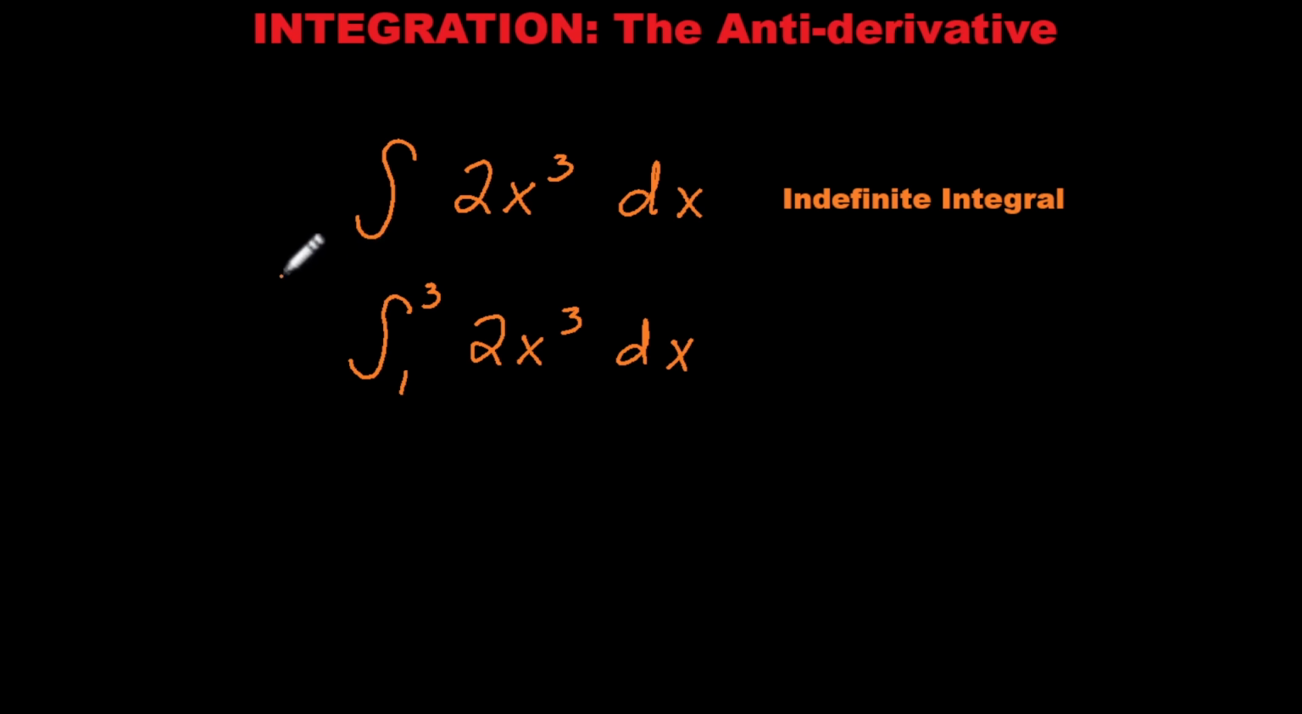Another type of integration that exists is one that looks like this. And in this form, you see that there is a 1 and a 3 that looks like a subscript and a superscript. And this is giving you a boundary where you're going to eventually use this to find area under a curve.